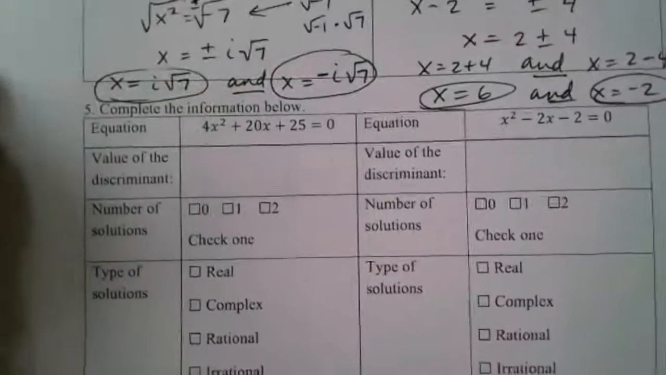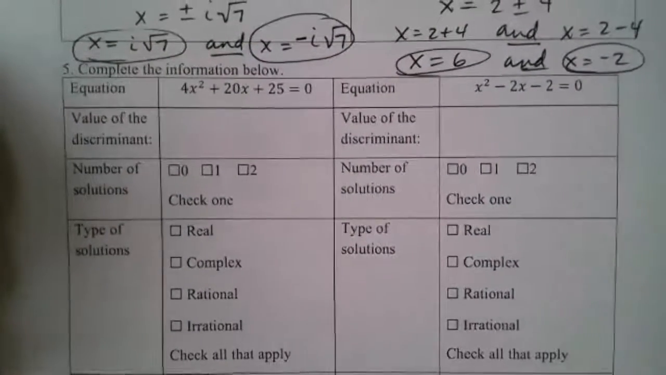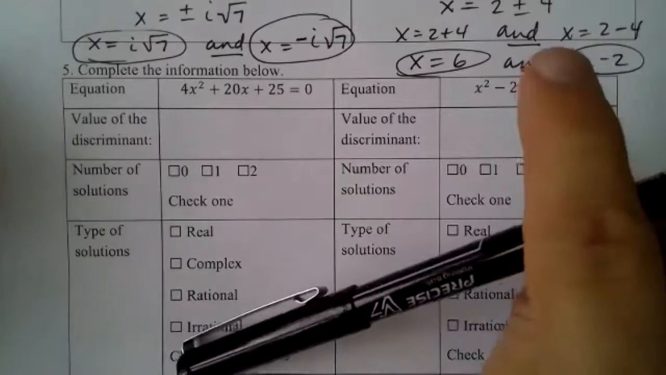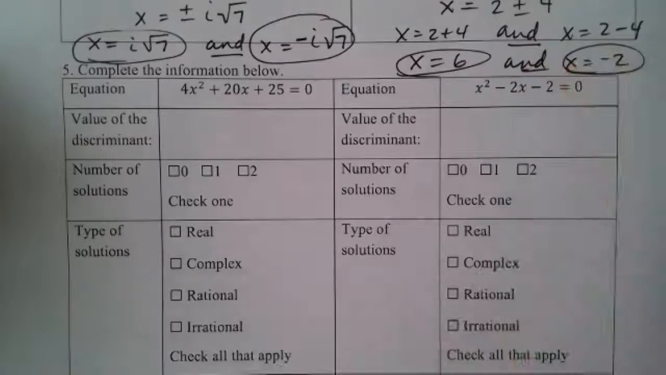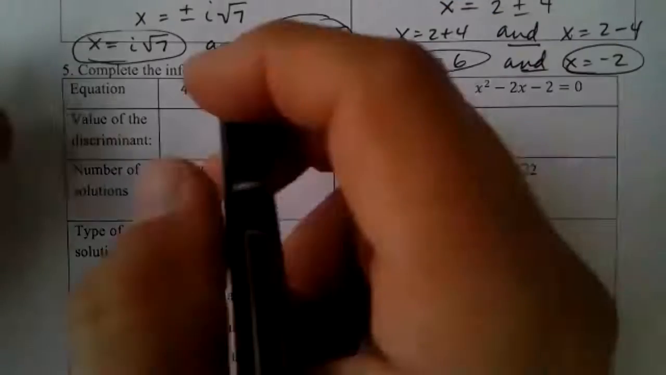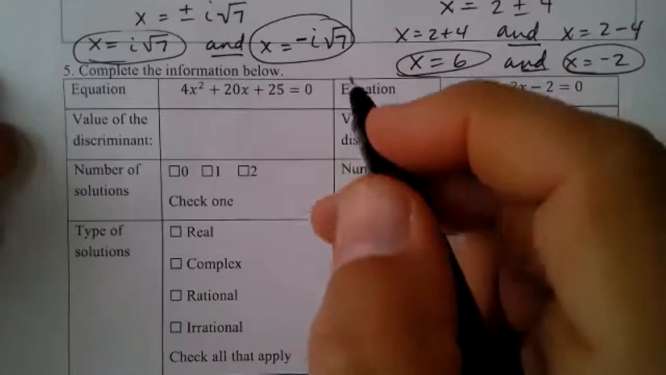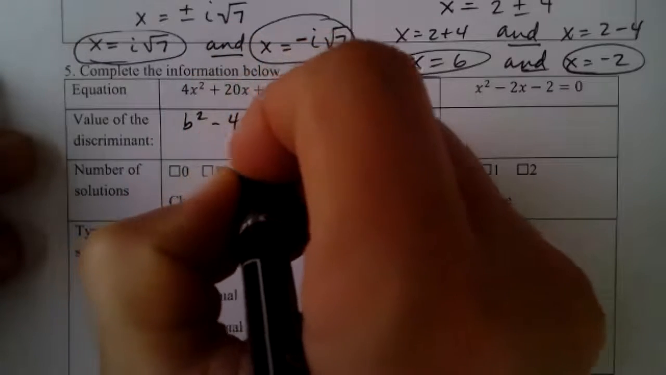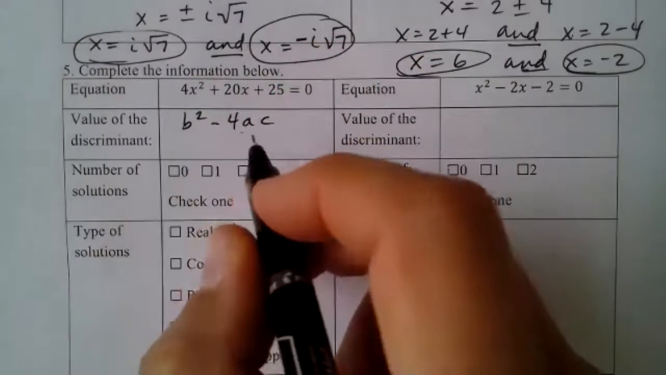These two start right here. So I can tell you right now, I'm not seeing anything at this point that's super helpful. Okay, so we're going to look at the value of the discriminant. So we're going to talk about putting in b squared minus 4ac. That's part of the quadratic formula there.